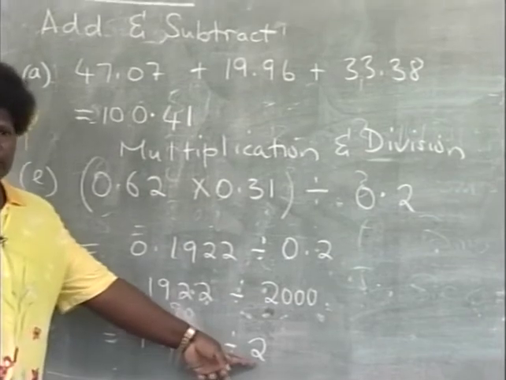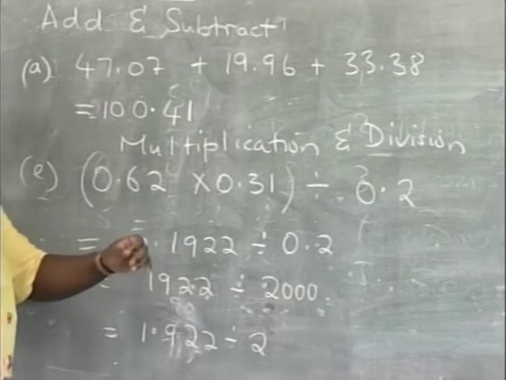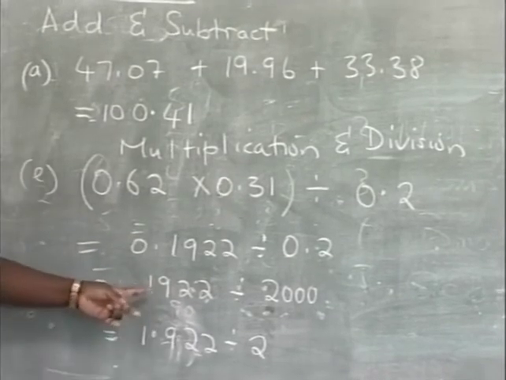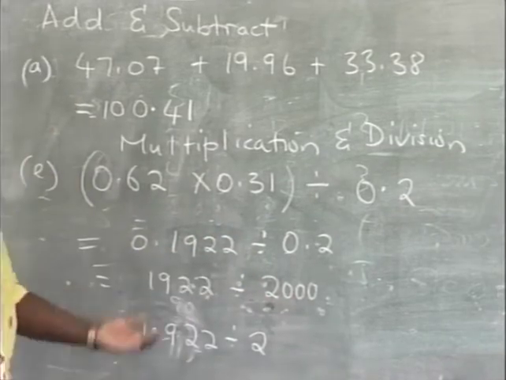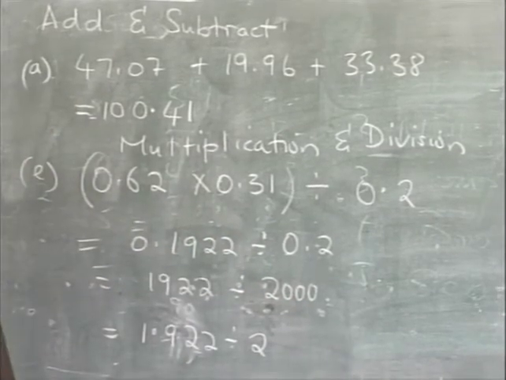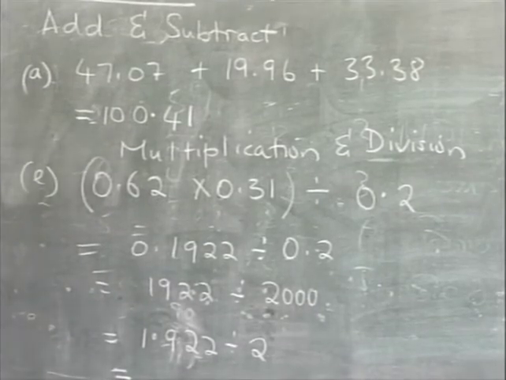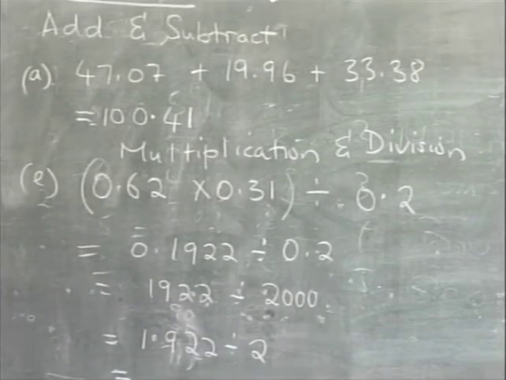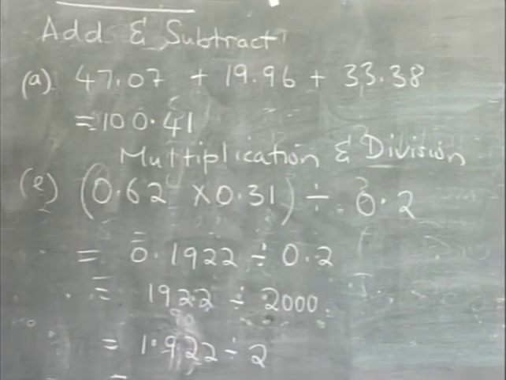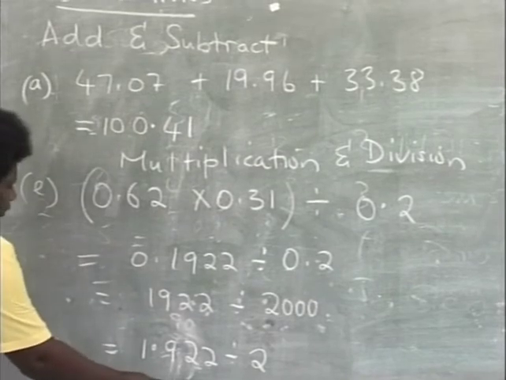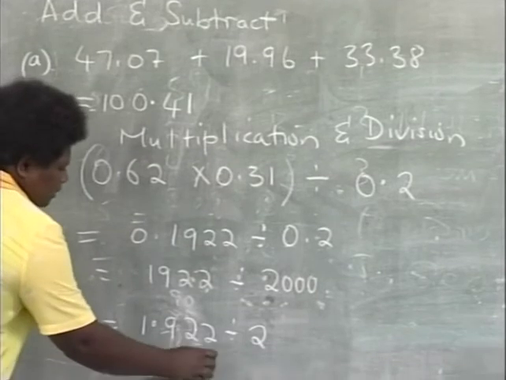So if you can divide 1.922 by 2, and I said, try not to use your calculator this time. Later on, you'll be allowed to use your calculator. Try and use your brain. Or 1,922 by 2,000. That will give you exactly the same answer. Okay, 1,922 divided by 2,000 will give us 0.961.